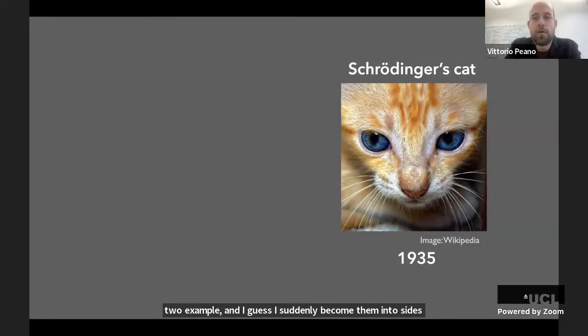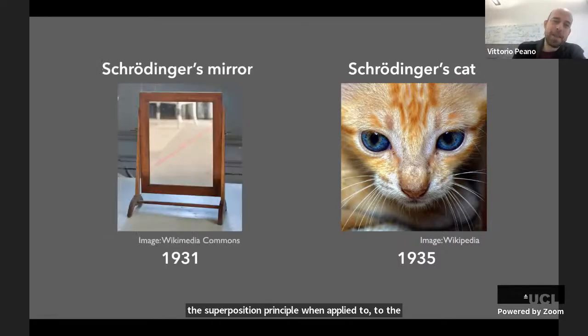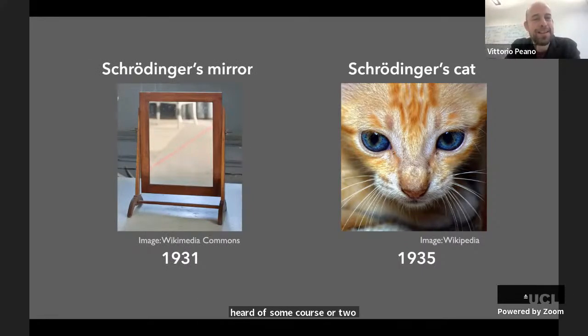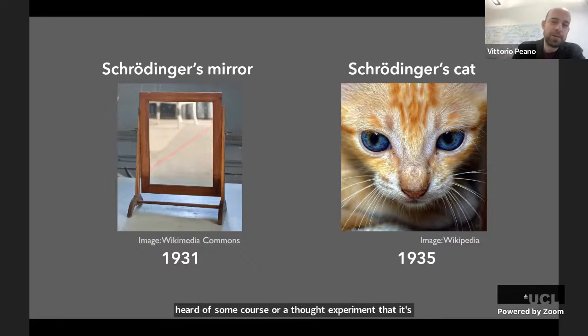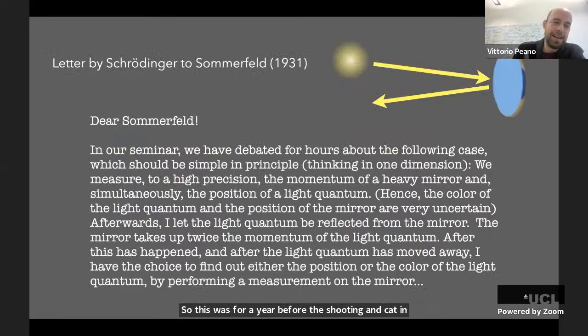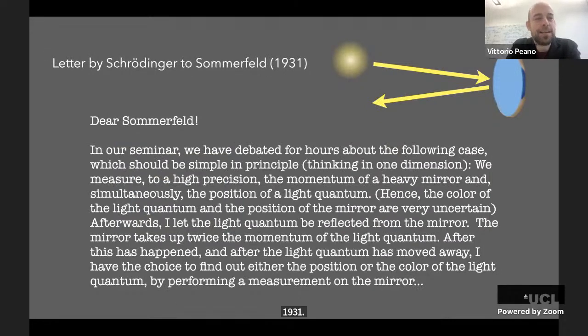I guess all of you have heard of the Schrödinger cat. This is a thought experiment that illustrates the counterintuitive and maybe even unpleasant consequences of the superposition principle when applied to the macroscopic world. Maybe most of you, though, haven't heard of a precursor thought experiment known as Schrödinger's mirror. This was 4 years before the Schrödinger cat, in 1931, illustrated in a letter by Schrödinger to Sommerfeld that I'm going to read to you.